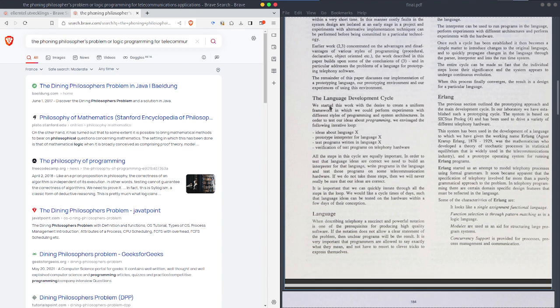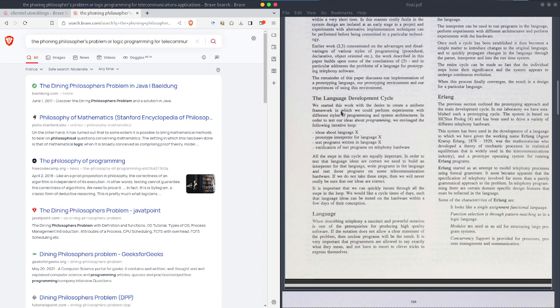We started this work with the desire to create a uniform framework in which we could perform experiments with different styles of programming and system architectures. This part is really important, in particular the uniform framework.